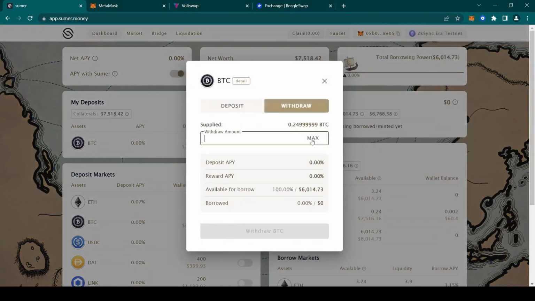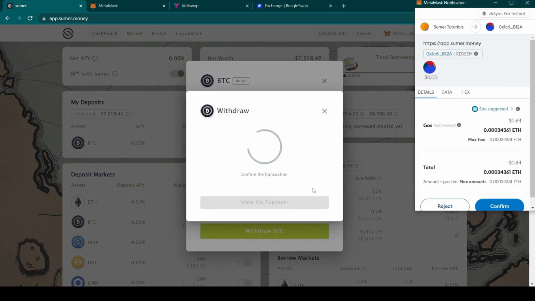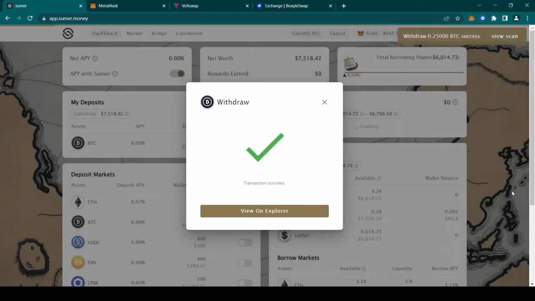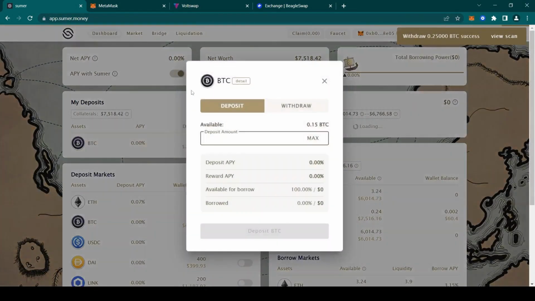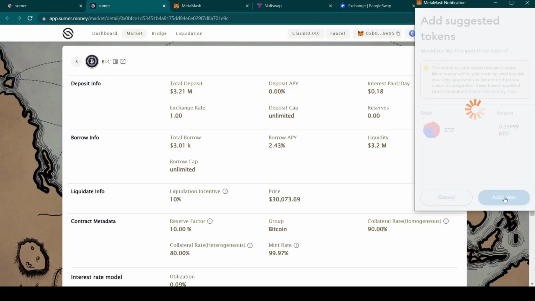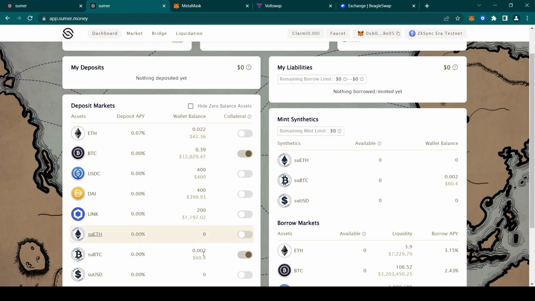We will now withdraw the native BTC from Sumer. The withdrawal is complete. In the MetaMask, we have the native BTC available back in our wallet in addition to 0.002 SuBTC depicting our arbitrage profit. In dollar terms, the arbitrage profit is over $60.